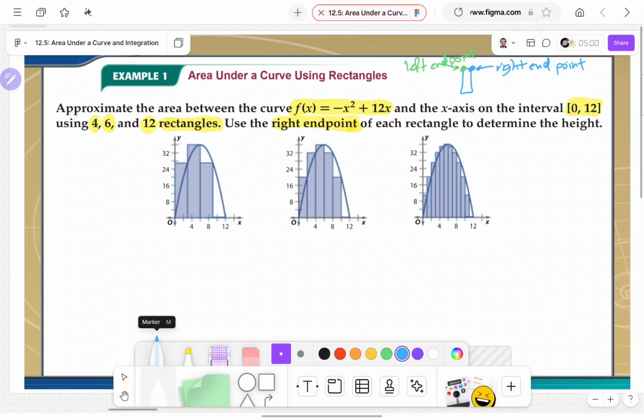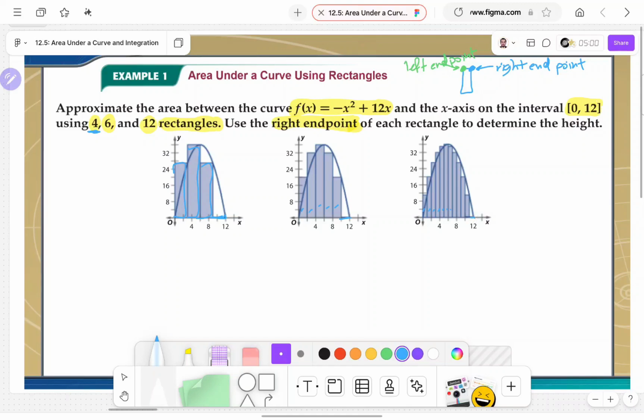Now let's focus here on the rectangles. The first time he asked me to draw 4 rectangles. So this is the first rectangle, this is the second, this is the third, and this is the fourth. So 1, 2, 3, 4 rectangles. And here same thing, I have 6 rectangles, 1, 2, 3, 4, 5, 6, and this one, 1, 2, 3, 4, 5, 6, 7, 8, until I get to 12 rectangles.